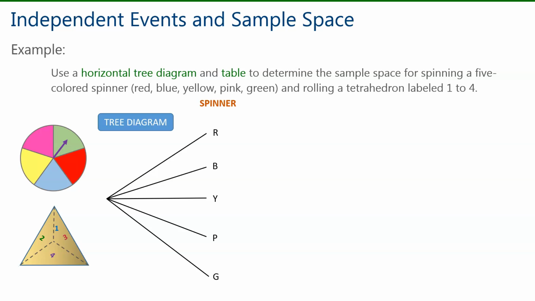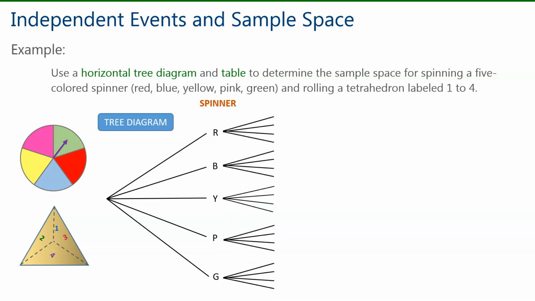For the second event, which would be the rolling of the tetrahedron, we have 4 different possibilities. We could roll a 1, 2, 3, or 4. From each of the colors, then, I require 4 branches. And we put in 1, 2, 3, and 4 next to those branches.